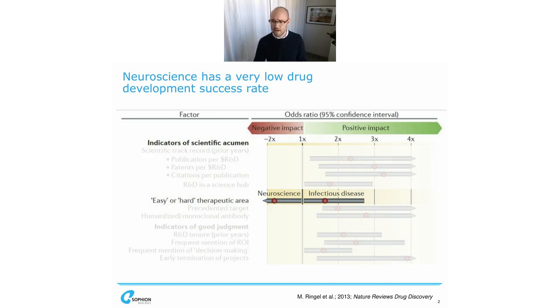But really what I want to highlight here with that slide is the therapeutic area that the authors have evaluated here. So if you were to set out to develop a drug against an infectious disease today, then you would have a significantly higher than average likelihood to be successful with that endeavor. On the other side, the only therapeutic area that has a negative correlation is neuroscience.